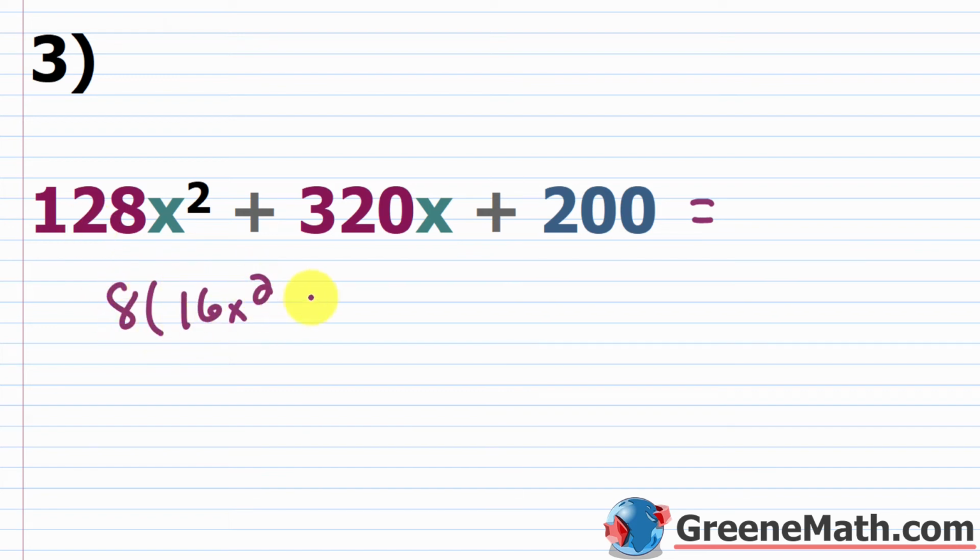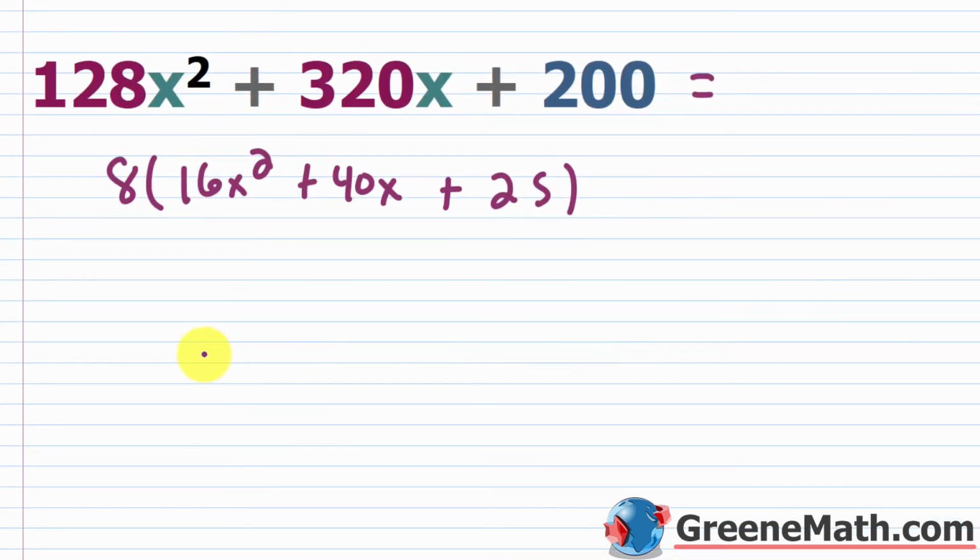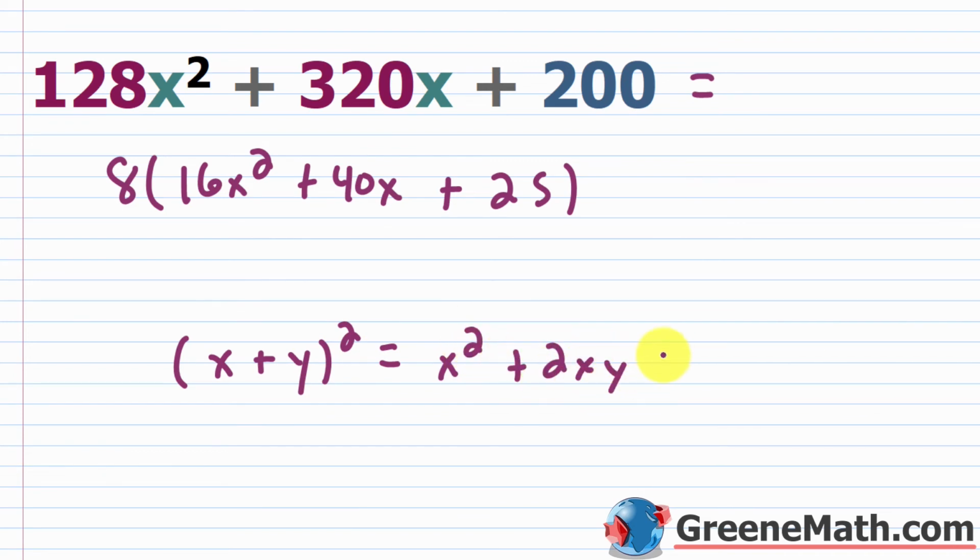This would be 16x squared plus 40x, and then plus, this is going to be 25. So now you're thinking about your formula, right? Remember, if you have x plus y, quantity squared, this is x squared plus 2xy plus y squared. So if I look at this guy, let me go ahead and write this a little bit differently. I'm going to put my 8 here.